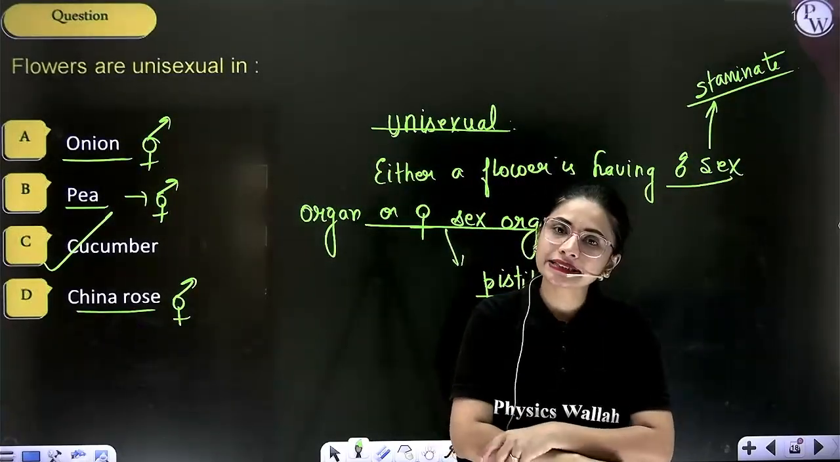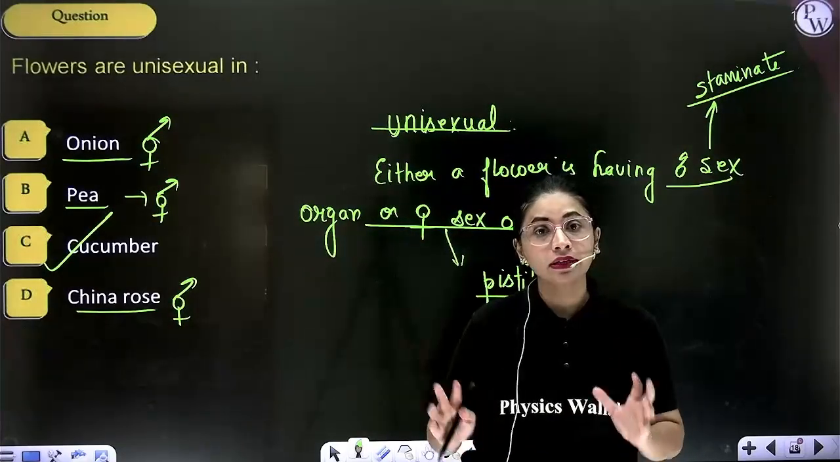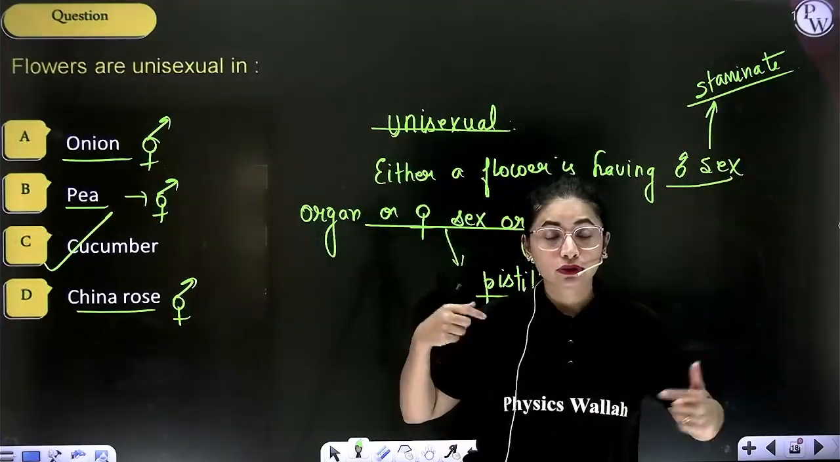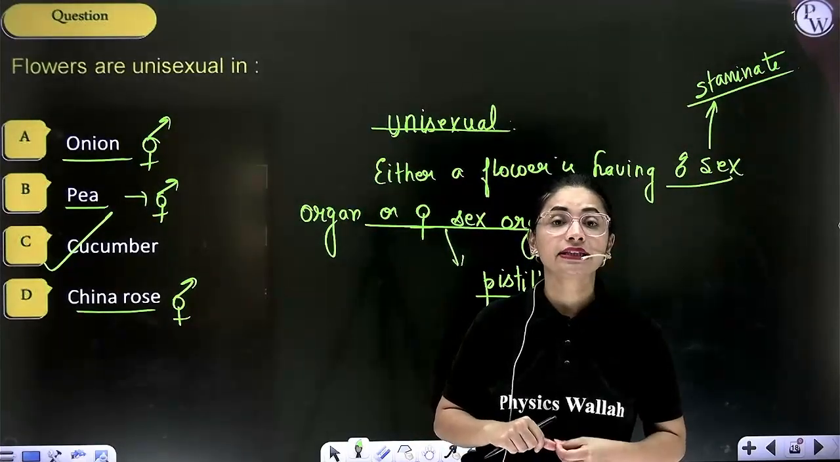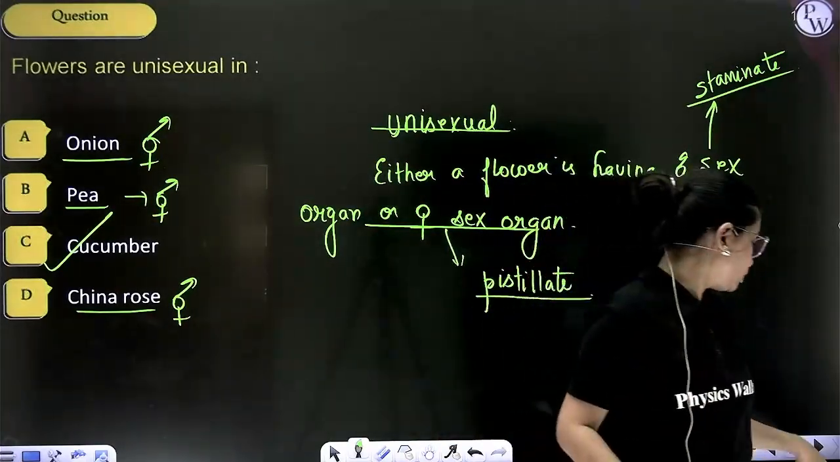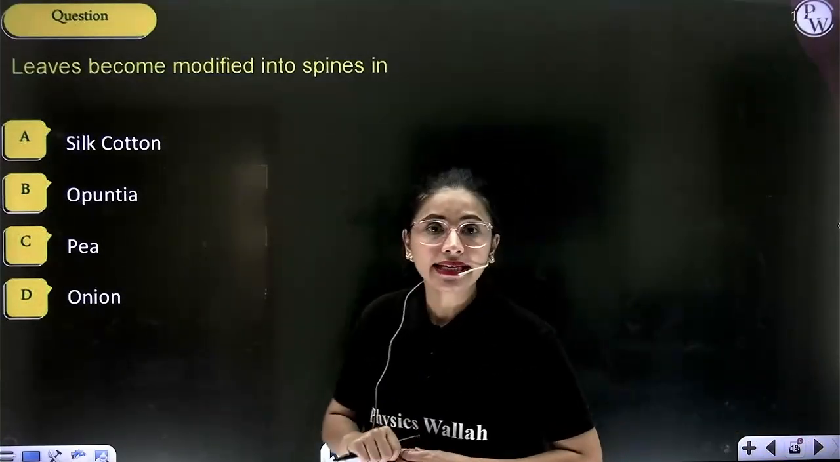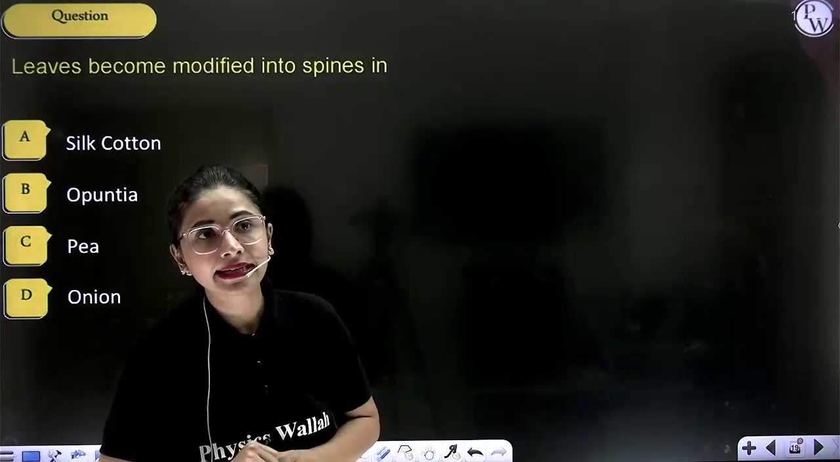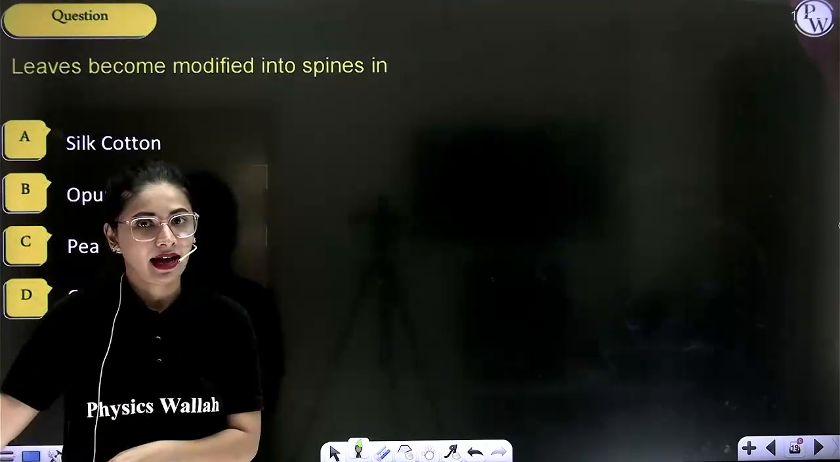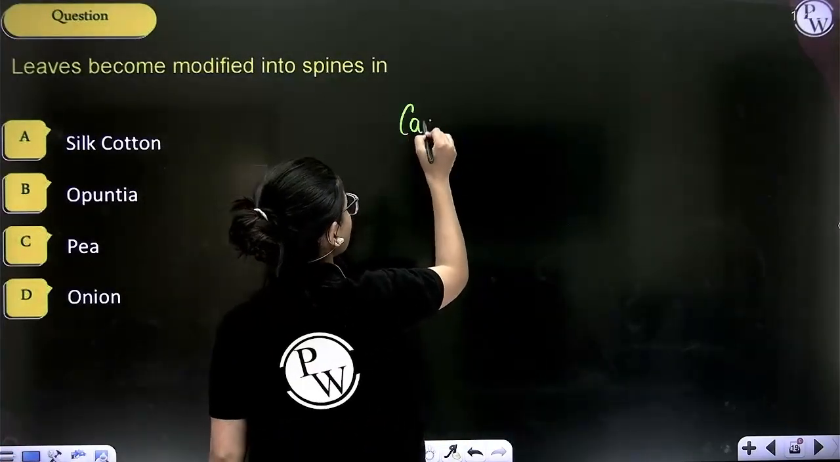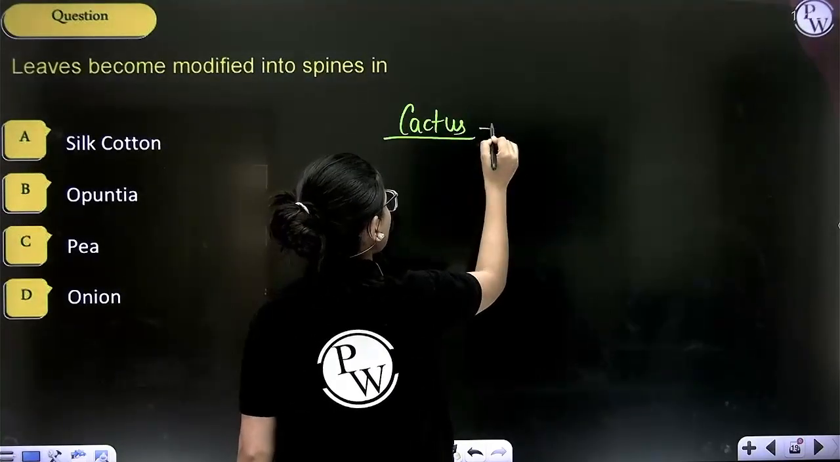Are all the questions clear with the information given? See, like this, not only are you solving questions, but you're also getting an opportunity to revise the concepts. So it's a very good method of revision. Next, leaves become modified into spines in. I just told you this when I was teaching you cactus, yes or no? So what are these cactus?